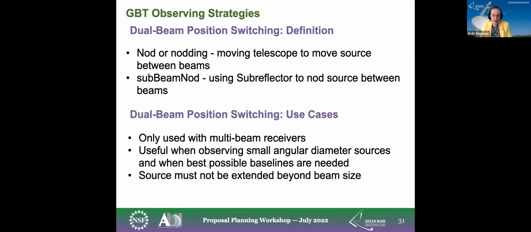So then the last one is this dual beam position switching. So this is called nodding or sub-beam nodding. But effectively, you are switching which beam. So it's dual beam, so it's the receivers that have two beams, and you can have one beam be your reference and one beam be your on source, and you can effectively switch between those to derive your reference data. And you can only use this with multi-beam receivers. It's useful when you're observing something that's angularly small and your source can't be beyond the beam size.